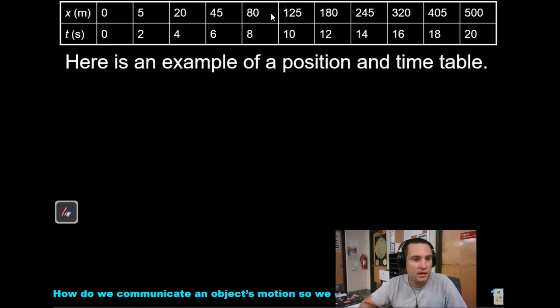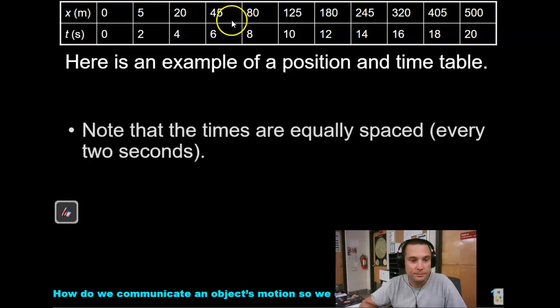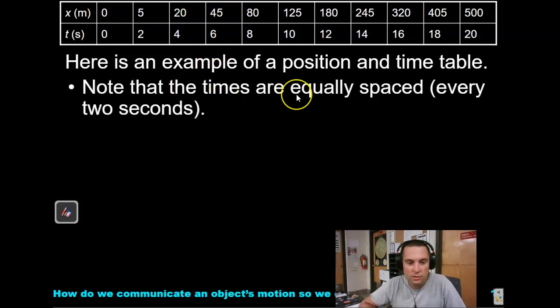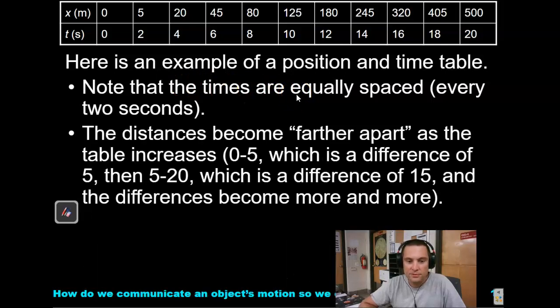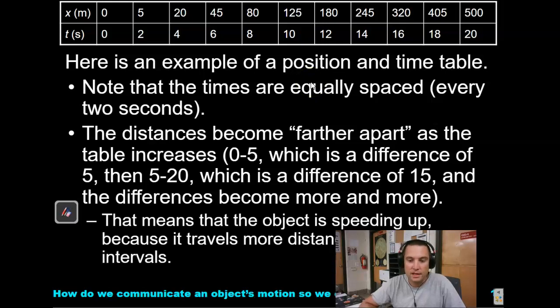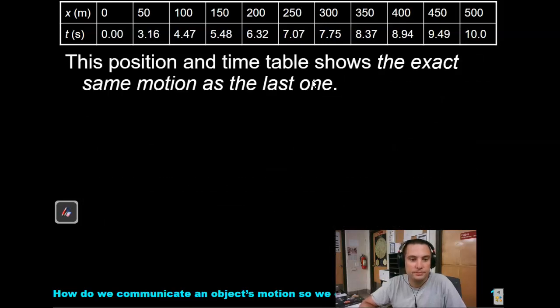Here's an example, and just by looking at this, we know it's going 5. So the interval here is 5, the interval here is 15, the interval here is 25. Looks like we're speeding up. Note the times are equally spaced. The distance becomes farther apart as it increases: 0 to 5, 5 to 10. That's because the object is speeding up, because it travels more distance in equal time intervals.